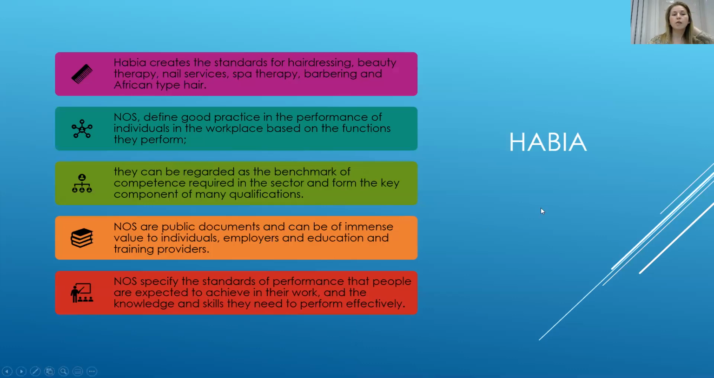For us in hair, beauty, barbering, nails and spa therapy services, the body to go to for the National Occupational Standards is Habia. You can go onto the Habia main website and they will give you not only a link to the National Occupational Standards as a definition, but they've also got them broken down into what the standards are for hairdressing, beauty therapy, nails, lashes, and so on and so forth.